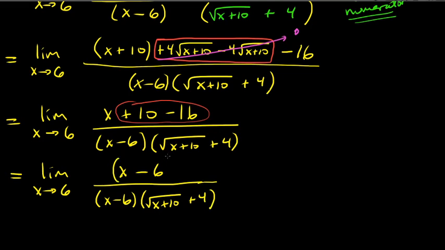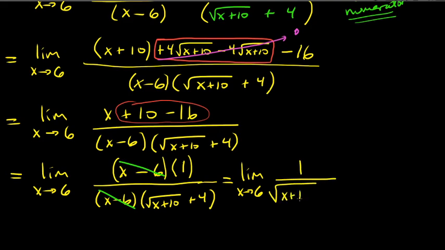Now you see why we did all this, right? This is just x minus 6 times 1. The 1 is usually invisible, but it's always there. And now you can see what happens. We can cancel x minus 6. It's a common factor in the numerator and denominator. All right. And when we do that, well, we're almost done. So we still have to take the limit as x approaches 6 of 1 over the square root of x plus 10 and then plus 4. Right? We canceled the x minus 6's. So now there's no issue. Now you can plug in 6.